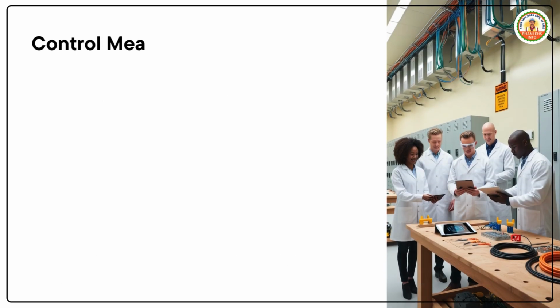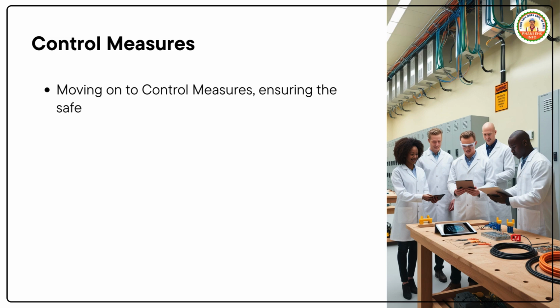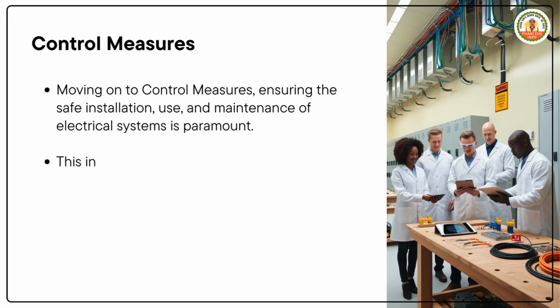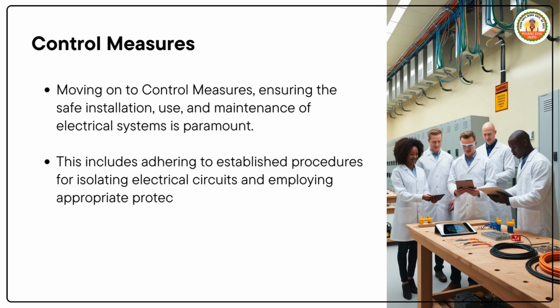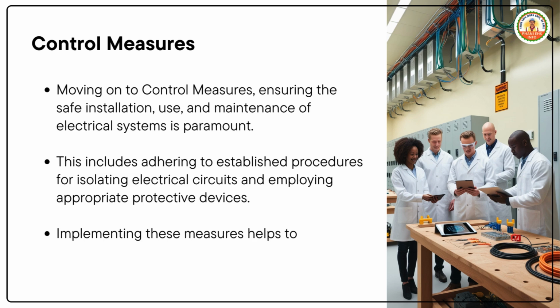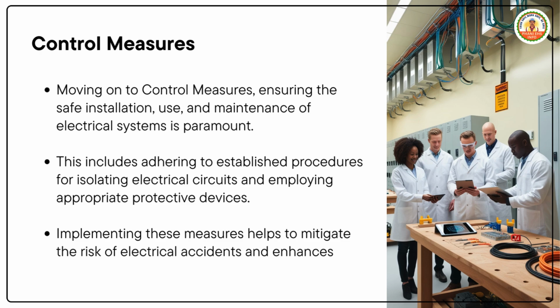Control measures. Moving on to control measures, ensuring the safe installation, use, and maintenance of electrical systems is paramount. This includes adhering to established procedures for isolating electrical circuits and employing appropriate protective devices. Implementing these measures helps to mitigate the risk of electrical accidents and enhances overall safety.